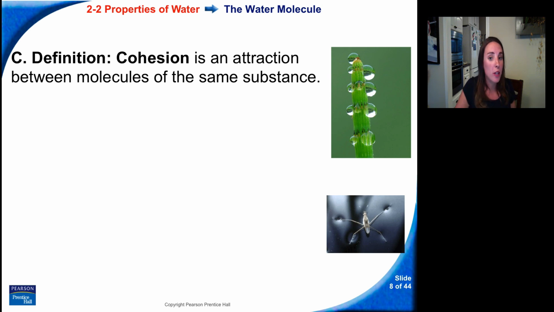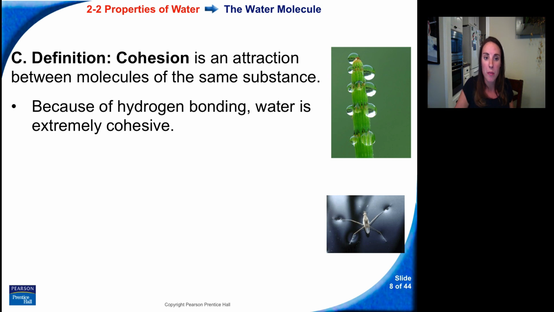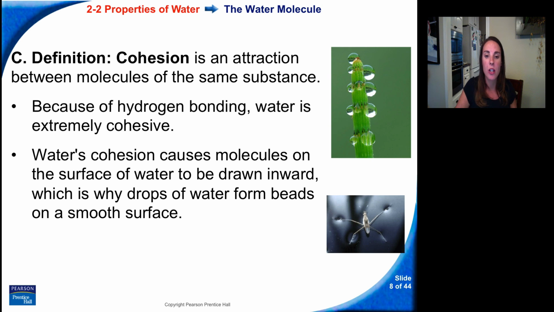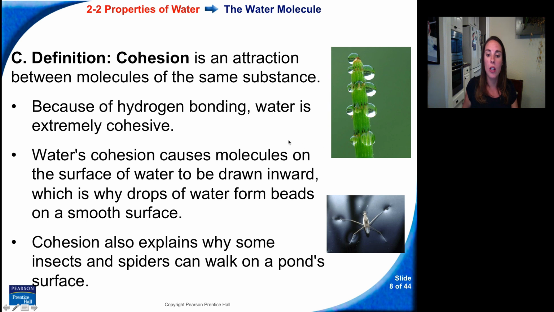First is water's cohesive. It's an attraction between molecules of the same substance, so water on water. Because of hydrogen bonding, water is extremely cohesive. Water's cohesion causes molecules on the surface of water to be drawn inward, which is why drops of water form beads on a smooth surface, like these beads of water on this plant. So this is an example of cohesion, this bubble of water. Cohesion also explains why some insects and spiders can walk on the pond's surface, like this insect. Because the water molecules are sticking together, it forms a sort of net for these insects to actually walk on top of.